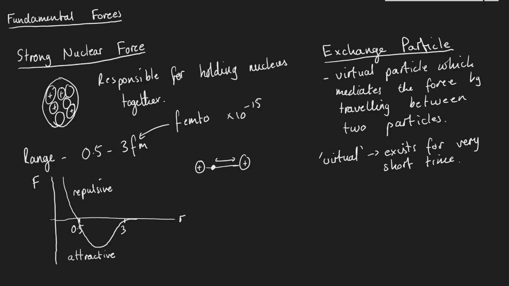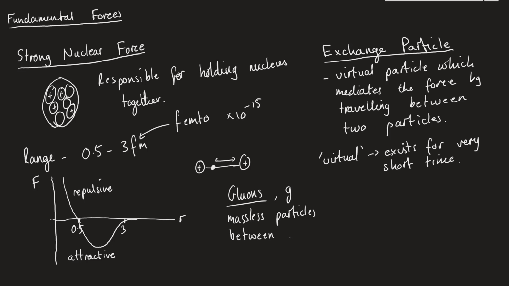And each of these particles is specific to the force that they have. For the strong nuclear force, the exchange particles are called gluons. Now gluons, the symbol is just small g, are massless particles, so they have no mass, and they specifically only travel between quarks.